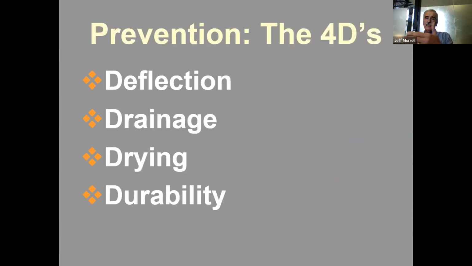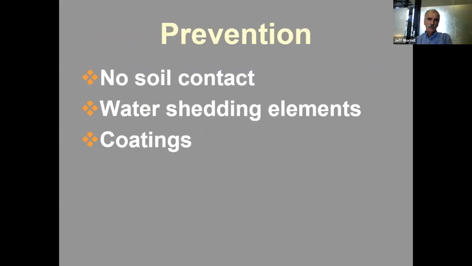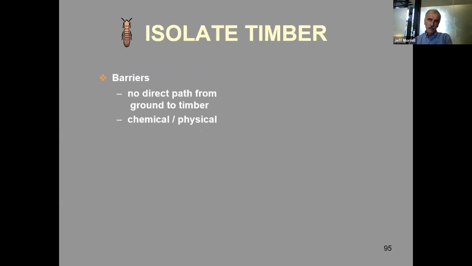When we look at protecting timber, and this is for structures, but it fits in for all things, we look at 4 Ds: deflection, drainage, drying, and durability. And so each of these is put into a design of a timber, and we try and use one or more of these to protect it. So prevention, obviously soil contact is important, water shedding elements, coatings all come into play for preventing damage.